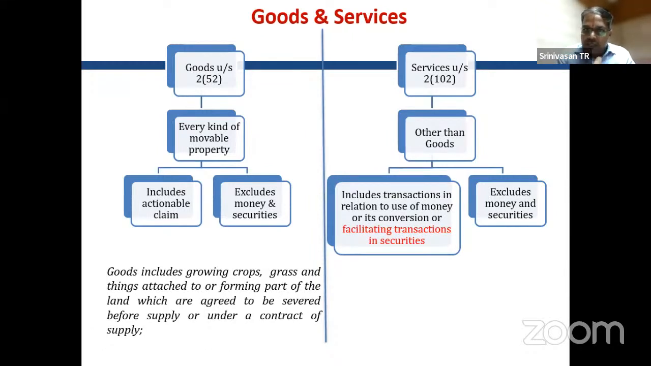Now the question is, is there anything which can fall in between these two? So it says money and security are excluded in both the segments. That means if I give a loan to somebody else, that loan is only money. So I'm giving 1 lakh rupees to my friend. That 1 lakh rupees is only money. There is no supply involved in the underlying scenario.